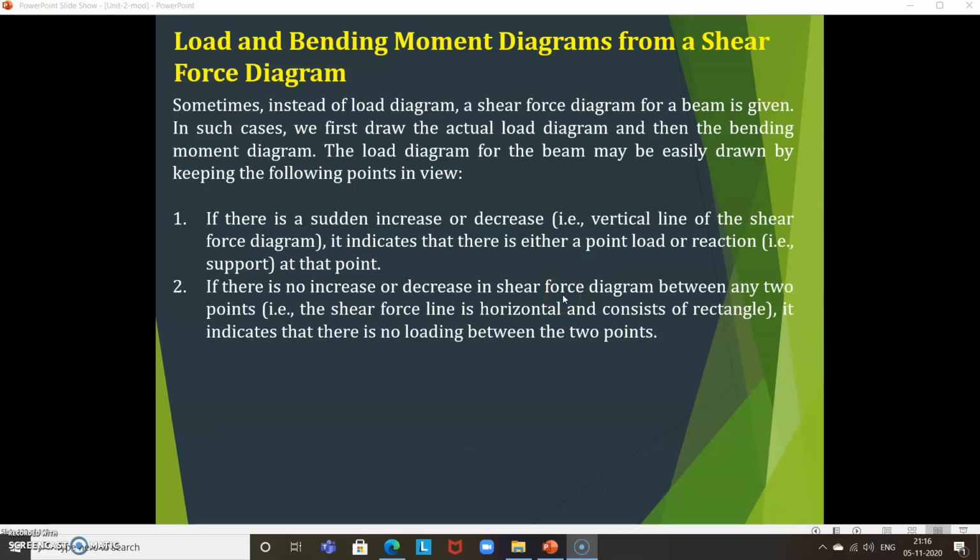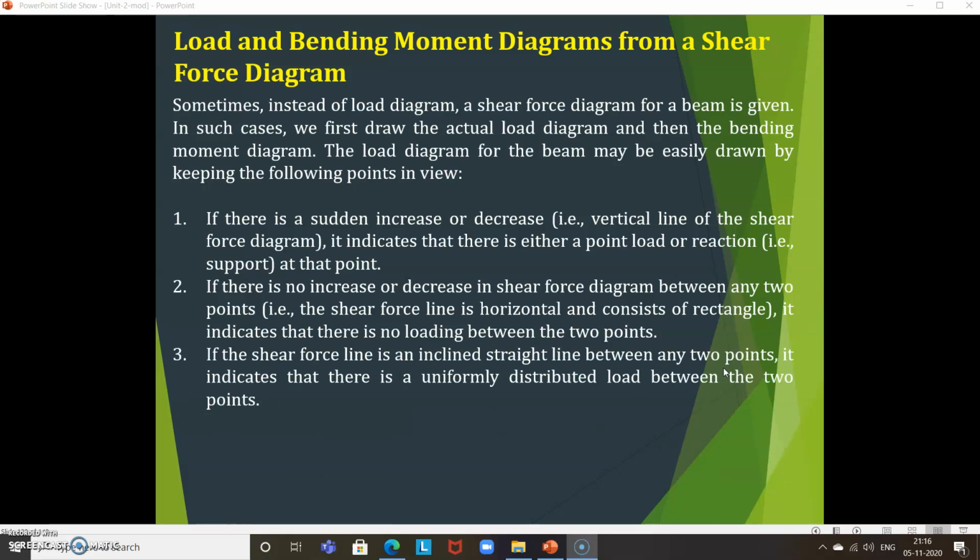Suppose there is no increase or decrease in the shear force diagram between any two points, that means the shear force line is horizontal and forms a rectangle. It indicates that there is no loading between the two points. You have drawn many shear force diagrams from loading diagrams, right?